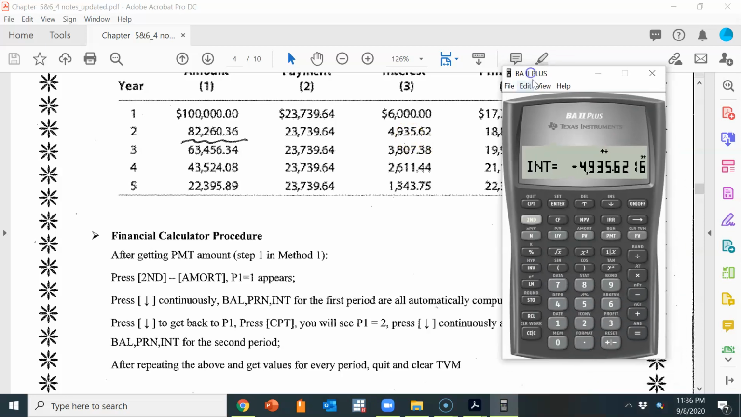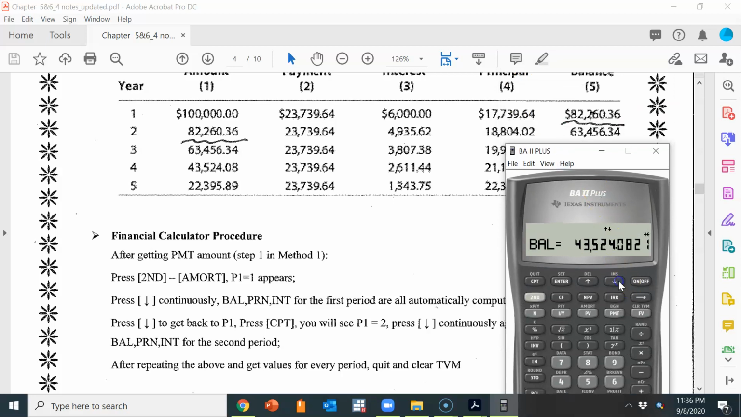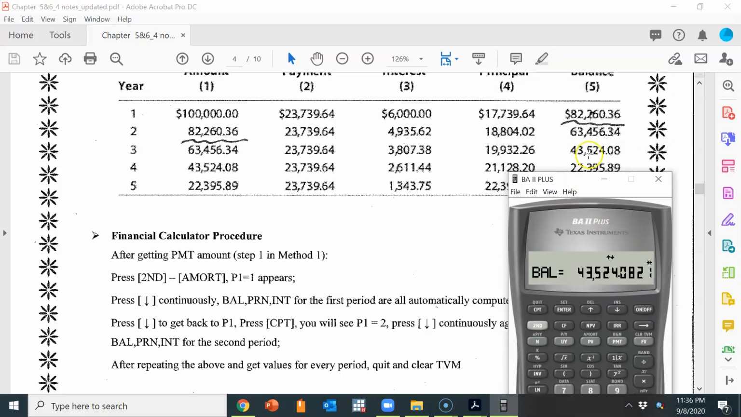Okay, what if we want to know the third year? We just press down button, we press compute again. Every time we press compute, P1 and P2 increase by 1 unit at the same time. Okay, so we increase to year 3. And we can see the ending balance is the same as what we calculated in the table. Principal payments 19932, interest payment 3807.